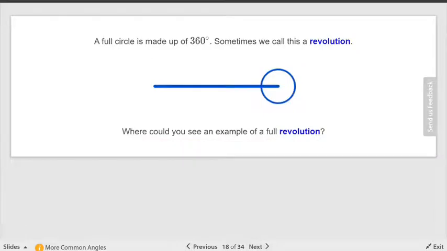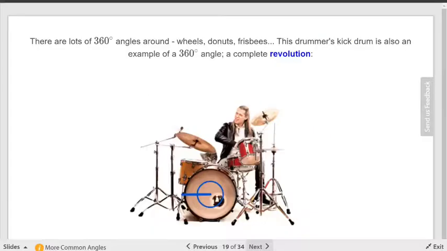A full circle. So if you start, see this? There you go. You went all the way around. That's what that circle at the end tells you. That means you went a full revolution. Don't forget, 360 means a full revolution.